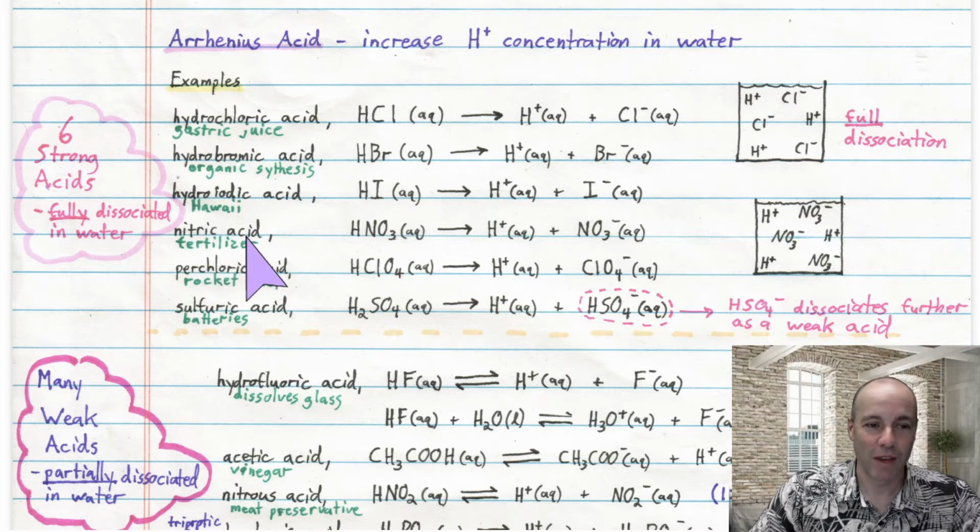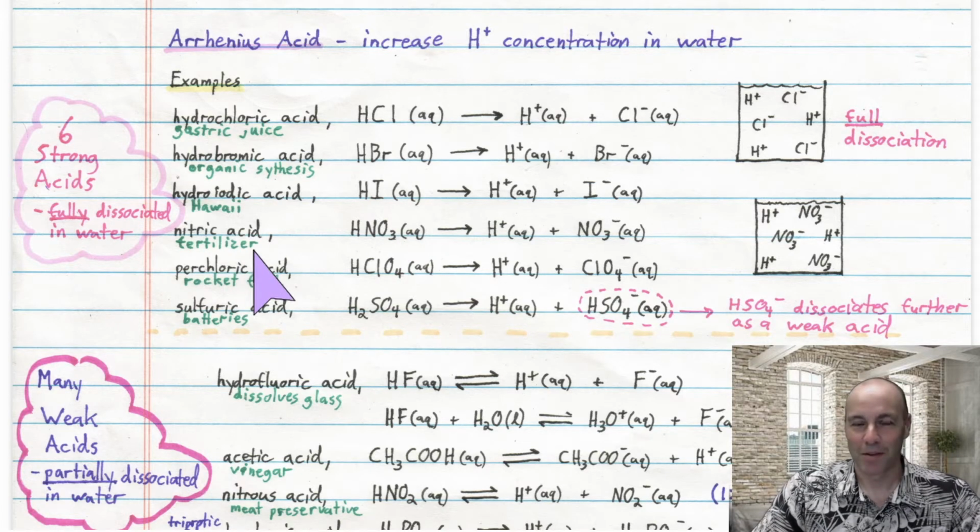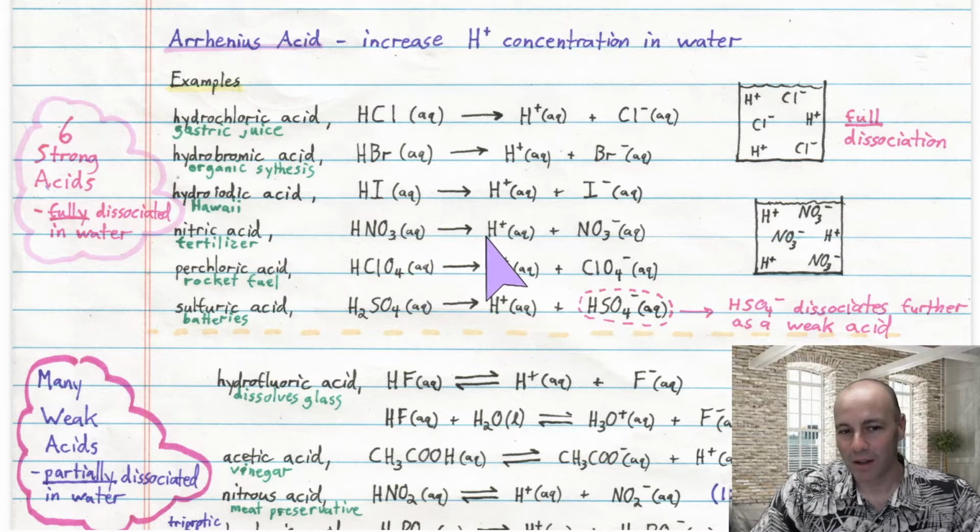The first one is nitric acid, which is used in fertilizer. Nitric acid, when it reacts with ammonia, forms ammonium nitrate, which can be used as fertilizer. So this stuff helps feed people. The formula for nitric acid is HNO3. In an aqueous solution, it fully dissociates into the protons and the nitrate anions.